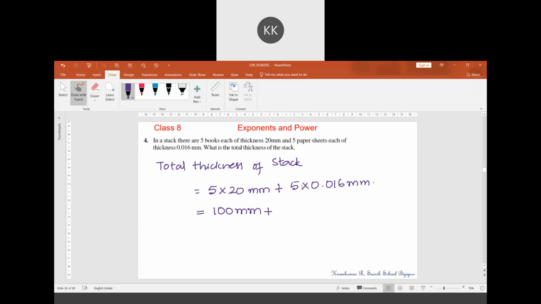We all know that 16 times 5 is 80, isn't it? Yes, sir. Place the decimal now. After 3 places, we have to place the decimal. So one more 0 will be there here, 0.080, isn't it? Yes, sir. Add them. This is 100.080 millimeter. If you observe, I am not writing a 0 here, because a 0 after the decimal does not carry any value.